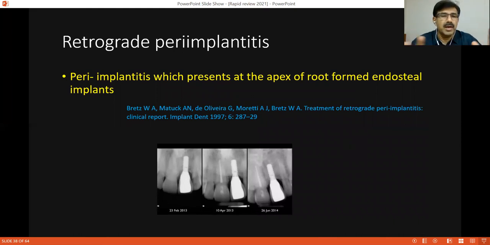Now, one thing that I would like all of you to know is a terminology which is known as retrograde periimplantitis. It is almost akin to retrograde periodontitis, but there's a slight difference here. Here you have a well osseointegrated implant. The periimplant margin or the gingival tissues are absolutely healthy, but you may find there is a swelling or a fistulous tract in relation to the most apical part of the implant. And later on, when you take a radiograph, you may find a radiolucency like this. That is known as retrograde periimplantitis.